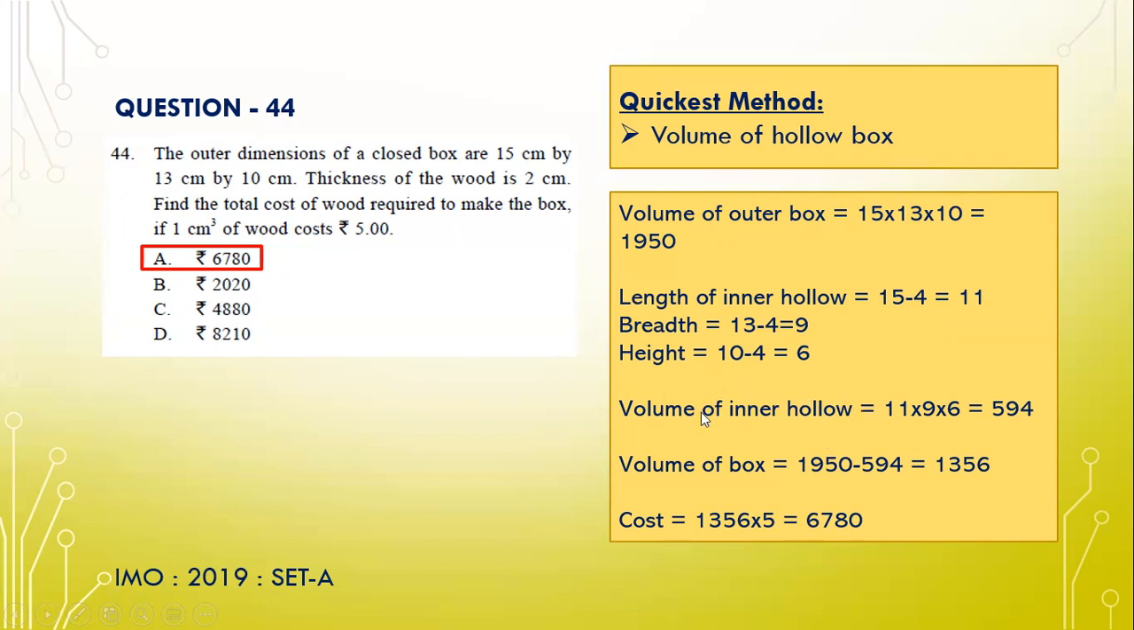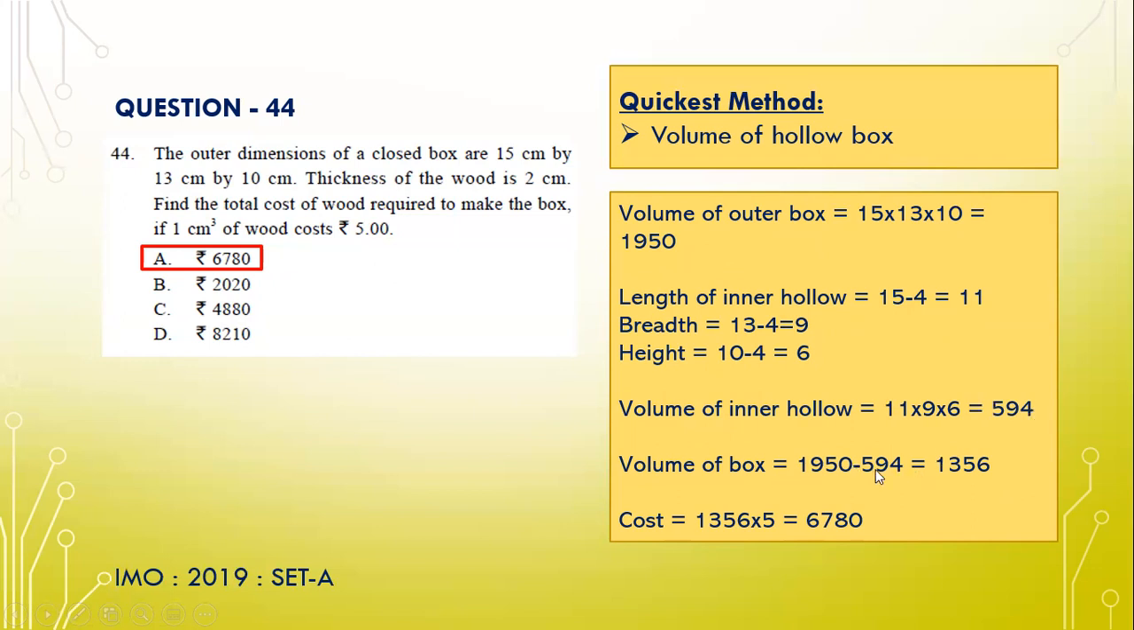So the volume of the inner hollow air portion will be 11 into 9 into 6. 11 into 9 into 6 is 594. So the volume of the box will be outer volume minus the volume of the inner hollow, isn't it? So it is 1940 minus 594.